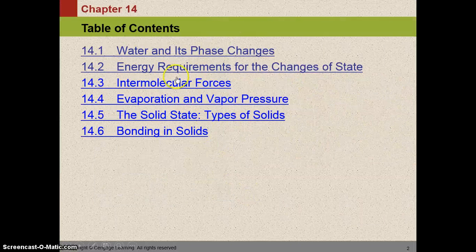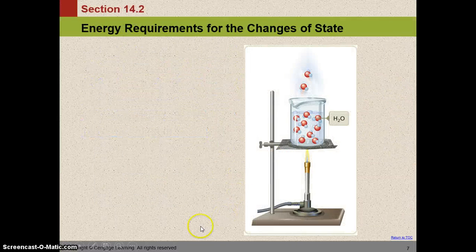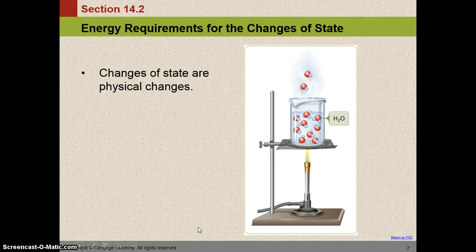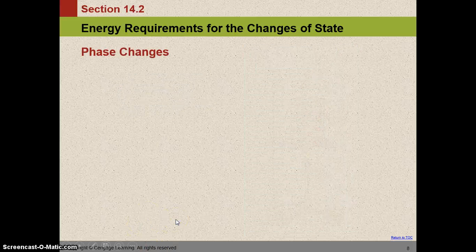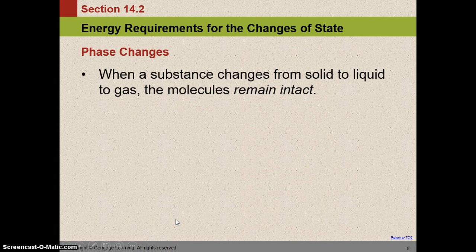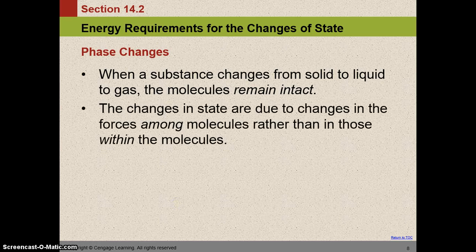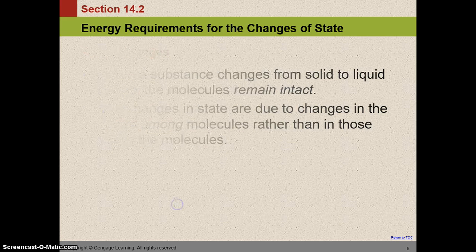Today's lesson we're going to look at section 14.2, energy requirements for the change of state. Now remember from Chem 1 that changes of state are physical changes, not chemical changes, because we're not breaking chemical bonds when we are changing the state of a substance. We're just changing how fast the molecules are moving. So when a substance changes from a solid to a liquid to a gas, the molecules remain intact. So water is H2O, whether it's in the solid form, the liquid form, or the gaseous form. The changes in state are due to changes in the forces among the molecules instead of those within the molecules.